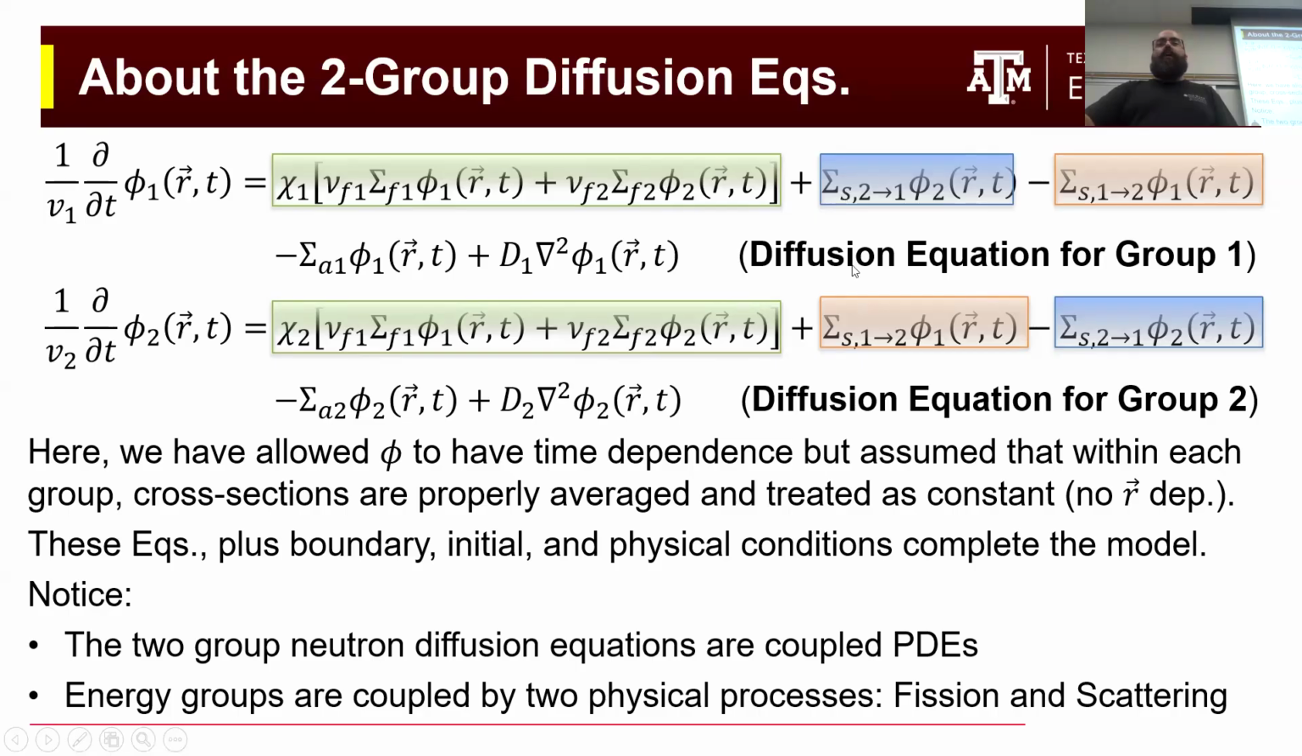So this is an example of two groups of coupled partial differential equations, and they're coupled because, if I'm trying to solve this first equation for phi1, in this equation for phi1, I have the variable phi1 and the variable phi2. Same thing for the second equation. Both my functions are an unknown in each equation that I have. So these are coupled partial differential equations for that reason. They're mathematically coupled, and the physical processes that result in the coupling are fission and scattering.